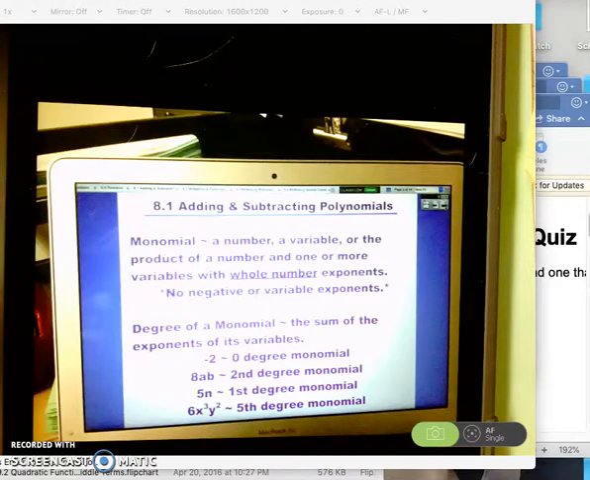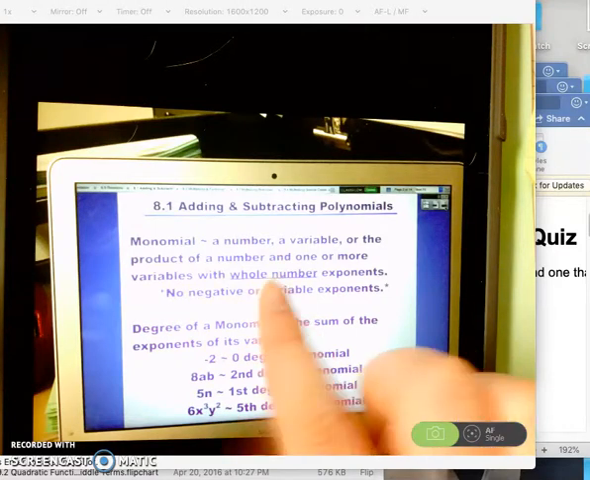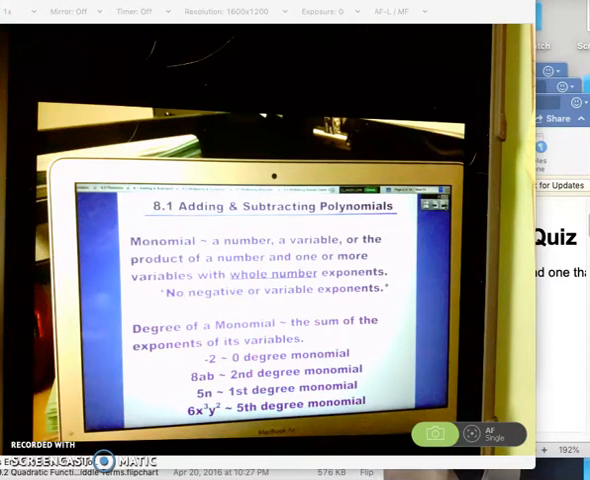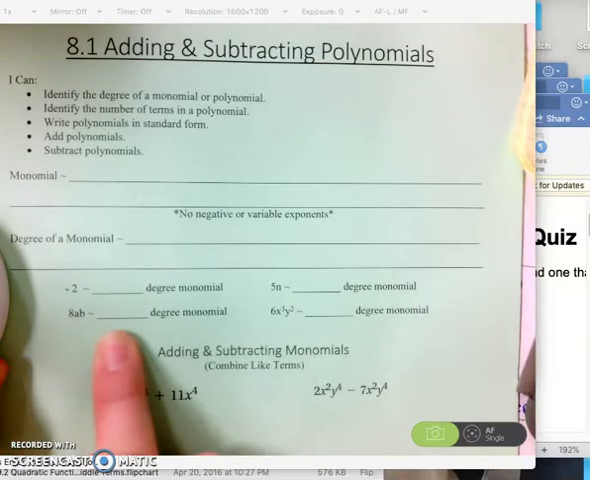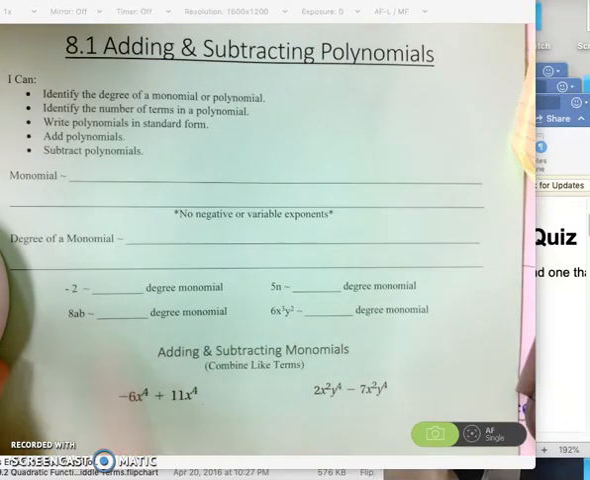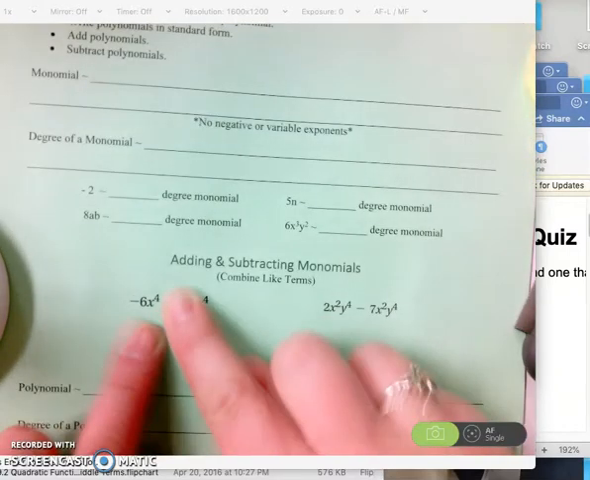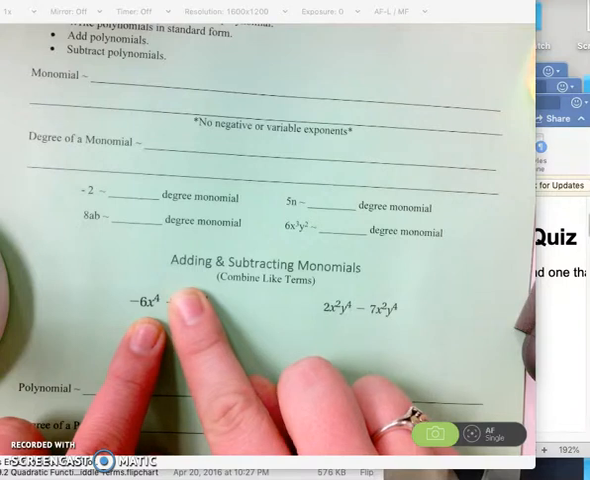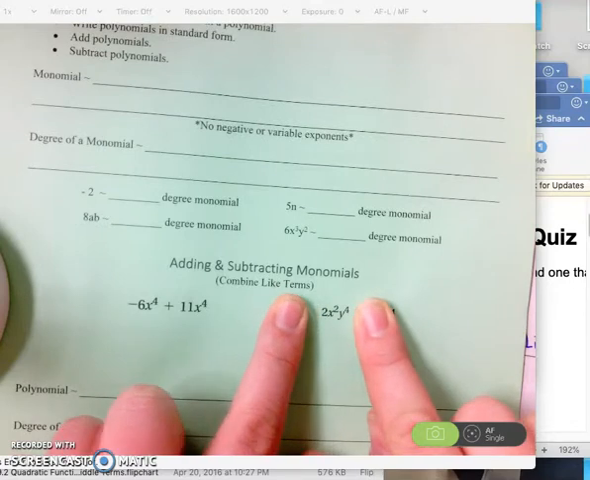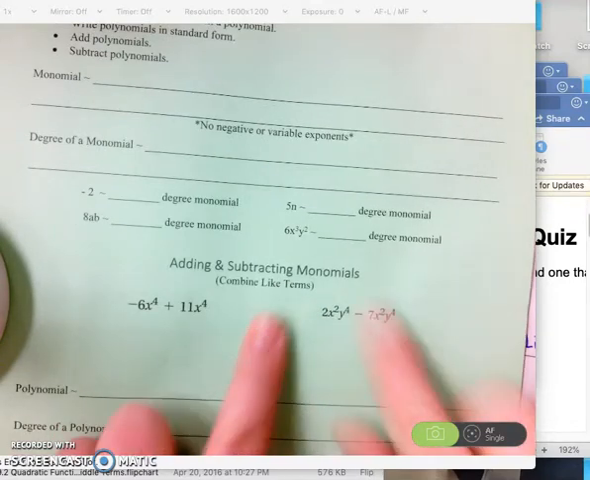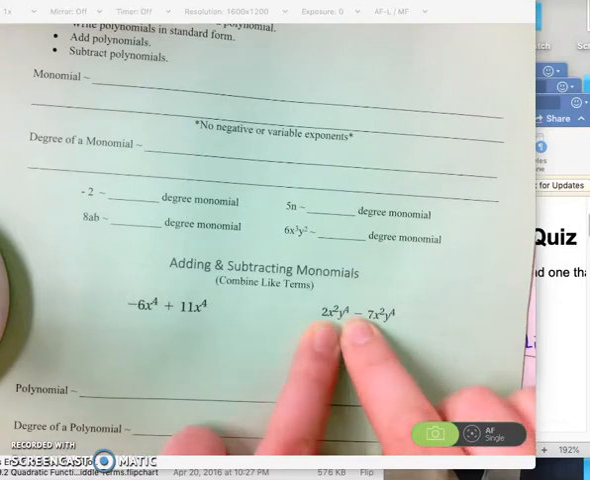So 8ab is a monomial. It's a term, one term, right? So pretty much a monomial is a term, and the degree of the monomial is the exponents added together. So let's just do a few examples, like this one. This would be a 4th degree monomial. And this one would be a 6th degree monomial because 2 and 4 added together, right?